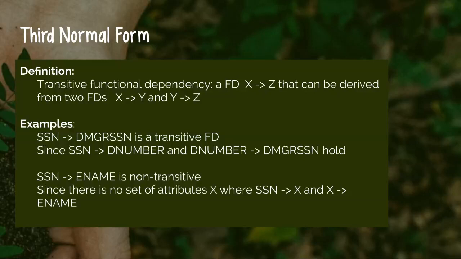both the dependencies: SSN determines department number, and the department number determines the manager SSN. Okay, both of them hold in the relation schema. And department number is neither a key nor a subset of any key of the employee department relation. So intuitively, what we can see is that the dependency of manager SSN on department number is undesirable in the employee department relation, so we have to remove that. Department number is not a key, so that sort of transitive dependency is not allowed in 3NF.